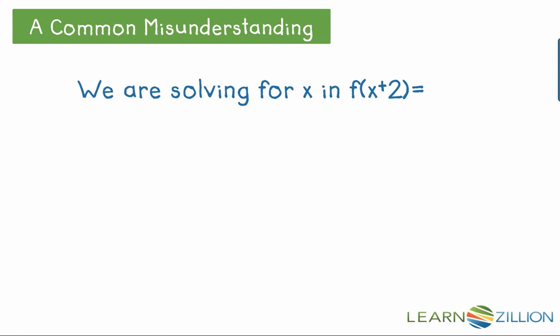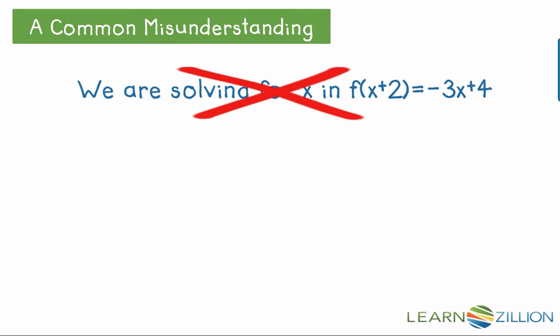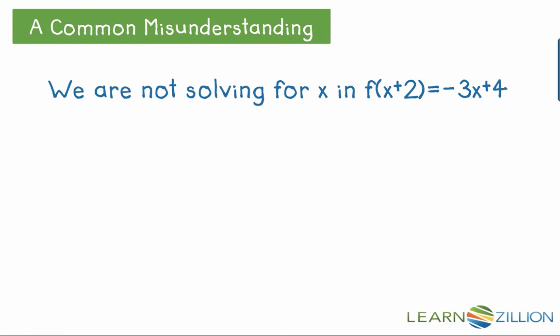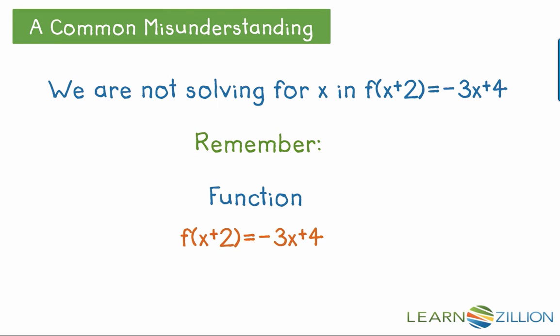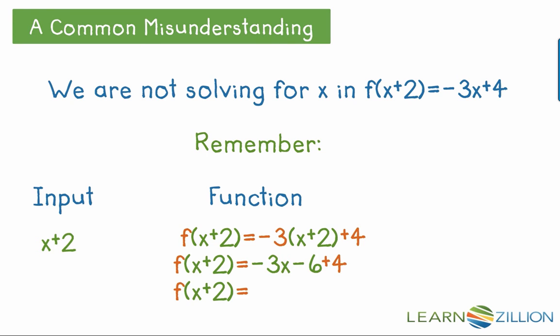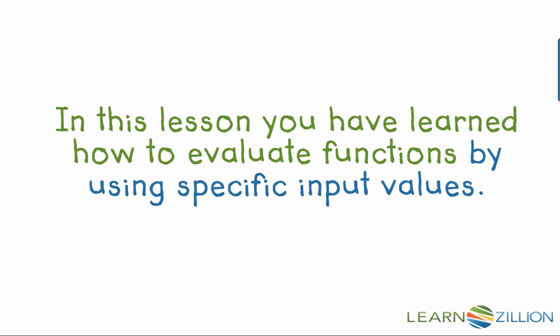Also, when you have an input value that's not just a number, it's an expression, it's common for students to think that we're trying to solve for x. But when your input's an expression, you're not trying to solve for x. You're just generating another expression. And then we can choose values for x like we did before after we've simplified. So remember, when you see a function whose x value is an expression, this is still your input. And then we simplify the expression with the value of the input to get my output. In this lesson, you have learned how to evaluate functions by using specific input values.